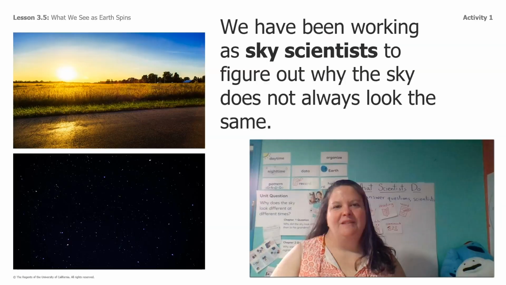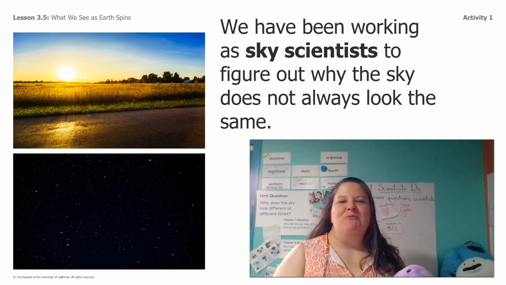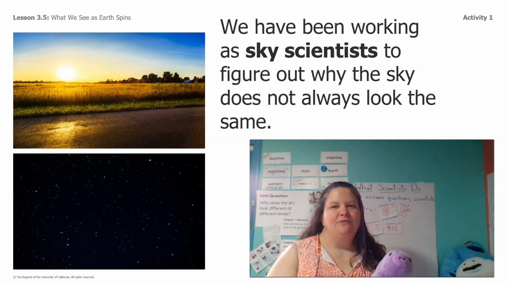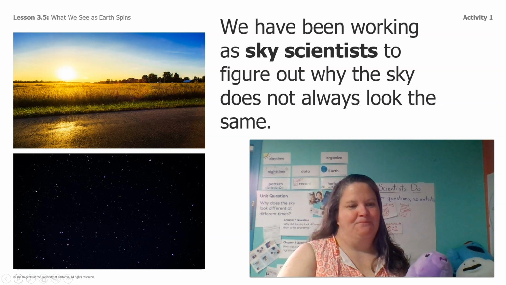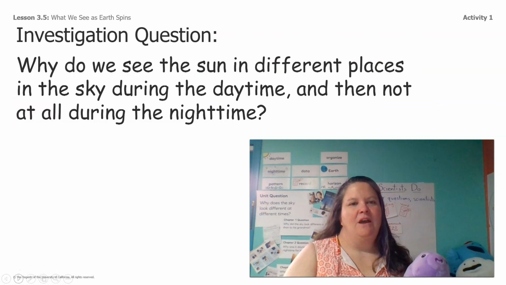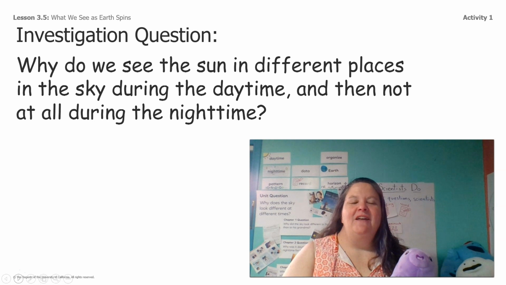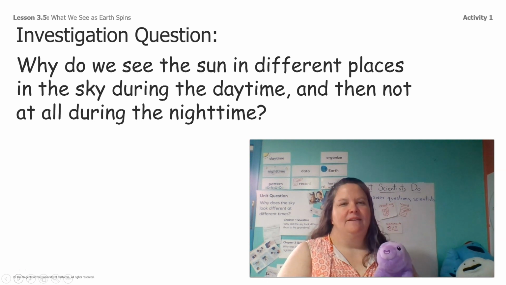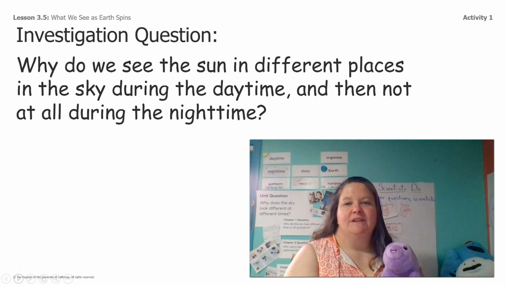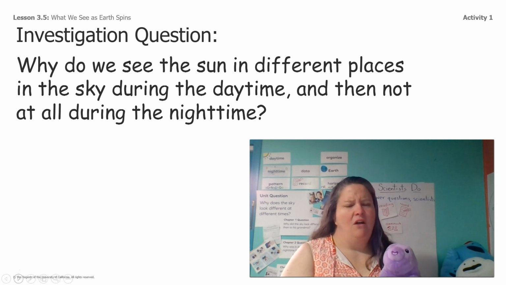Welcome back. So far in this unit, we've been working as sky scientists to figure out why the sky doesn't always look the same. So our investigation question that we're really looking closely at today is, why do we see the sun in different places in the sky during the daytime and then not at all during the nighttime?